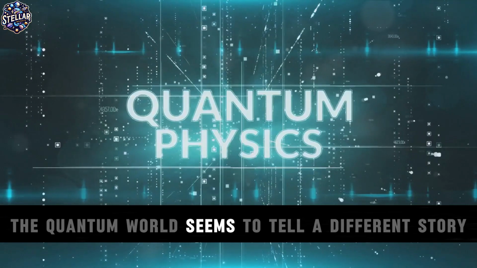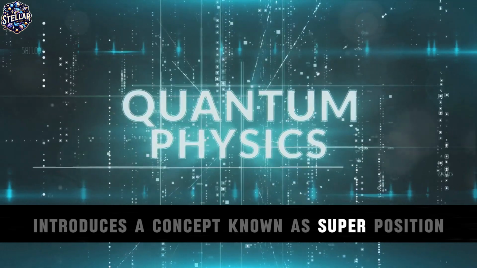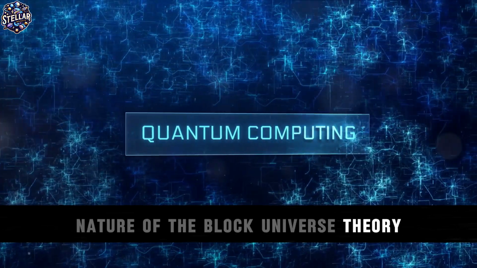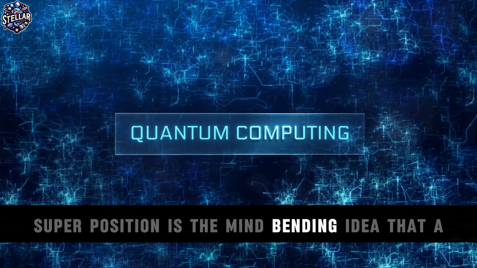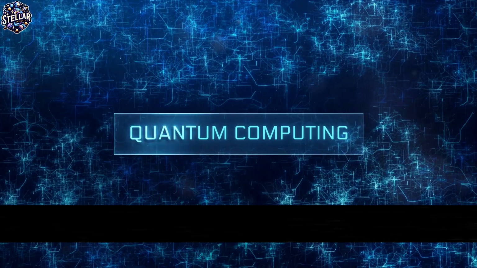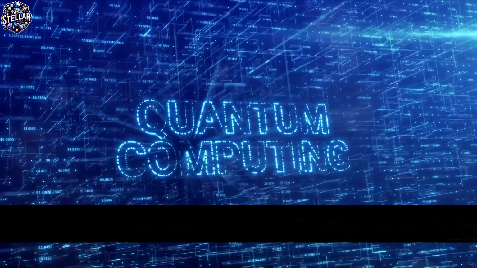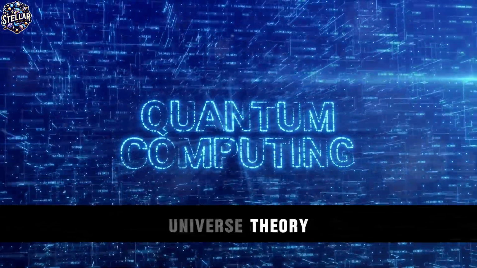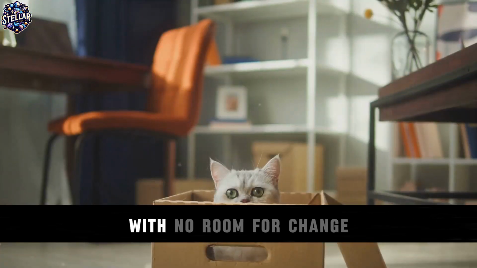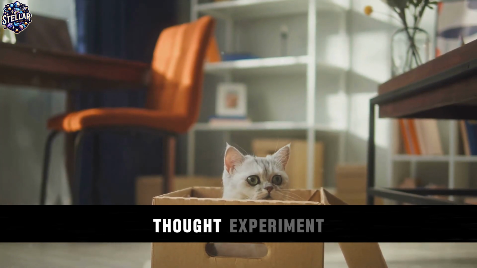However, the quantum world seems to tell a different story. You see, quantum mechanics introduces a concept known as superposition, which is a far cry from the deterministic nature of the block universe theory. Superposition is the mind-bending idea that a particle can exist in all its possible states at once. It's only when we measure it that the particle is forced to choose one state. This is a stark contrast to the block universe theory, where the past, present and future are all laid out like a static block with no room for change. To illustrate this, let's take a look at the famous Schrödinger's cat thought experiment.